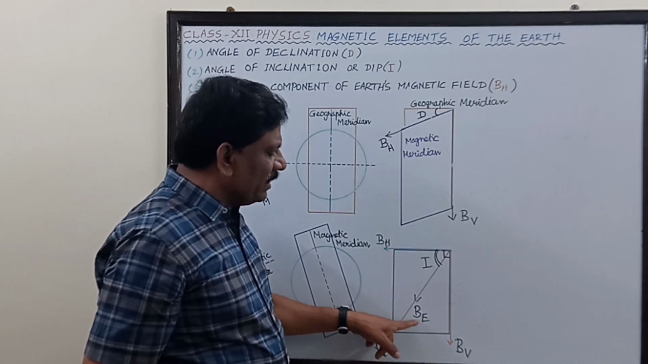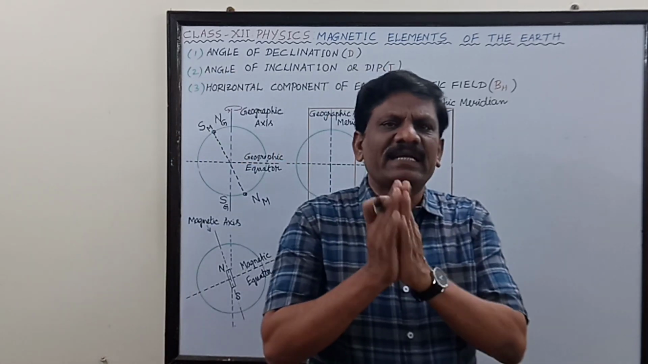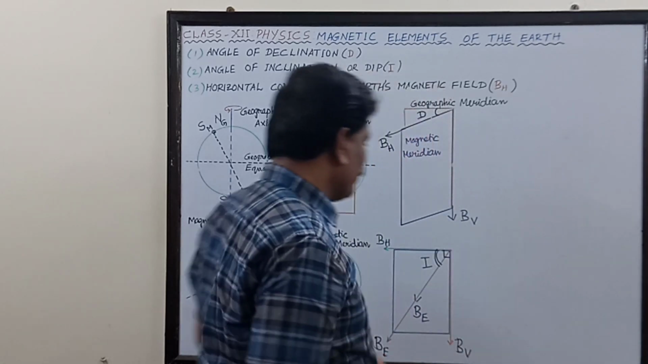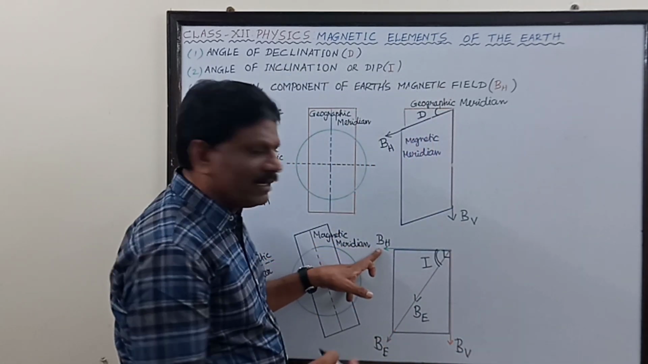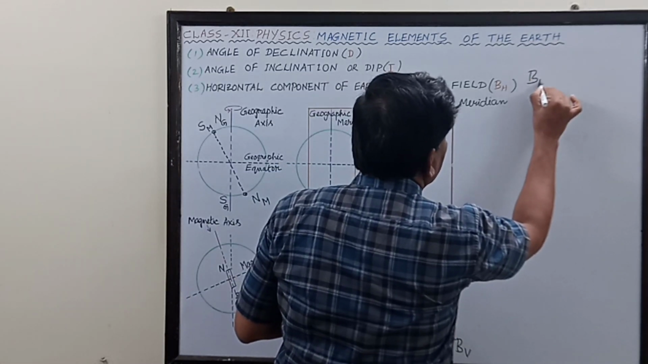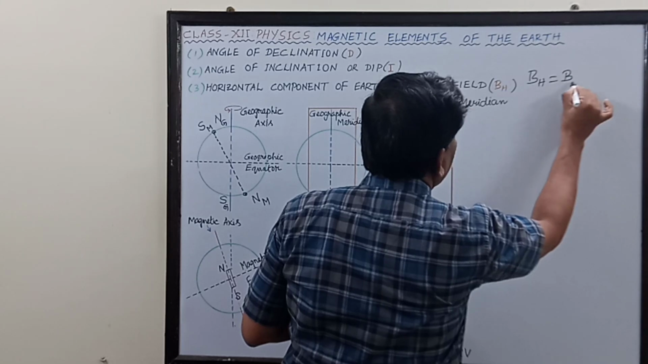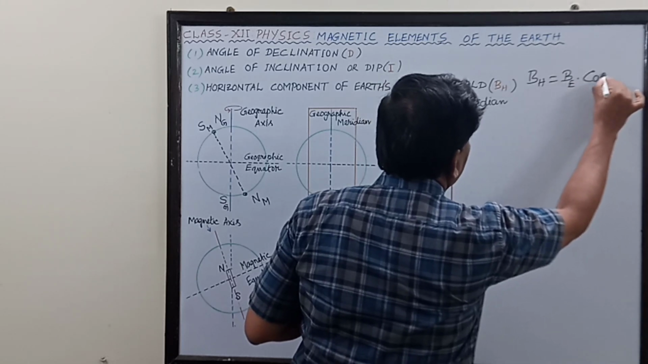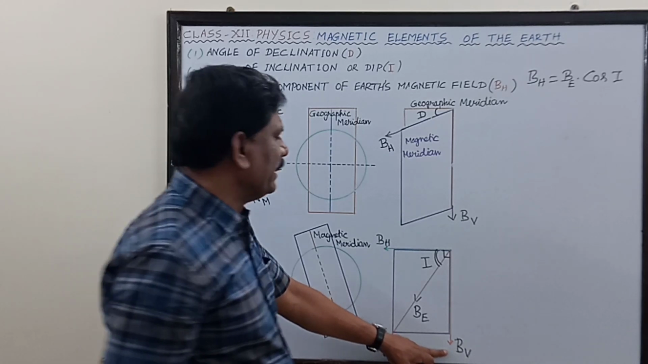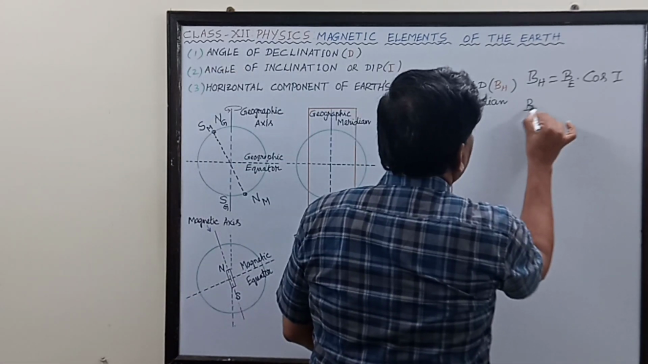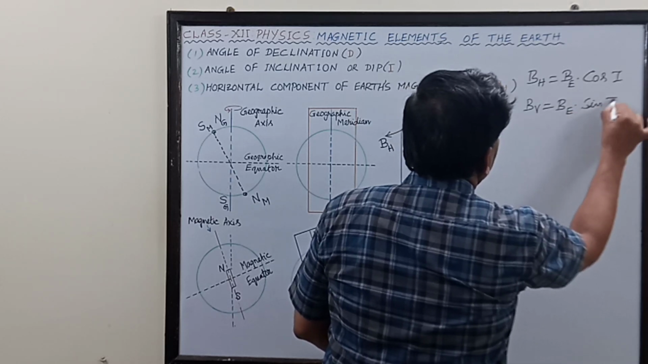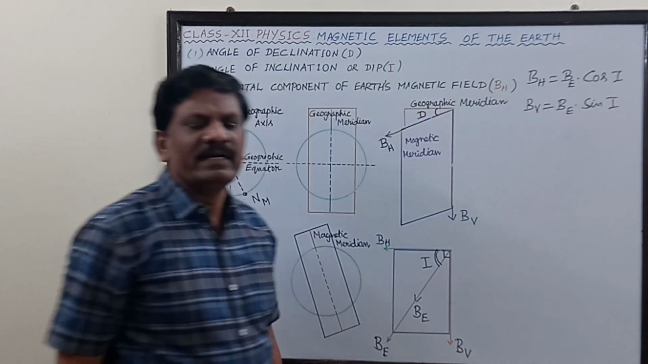Okay, now you see this vector BE. This vector BE is going to be resolved into two components. So which is the horizontal component? This BH. So I will write this BH. The horizontal component is equal to BE into cos of I. Similarly, the vertical component BV. So BV is equal to what? This BE into sine of this angle of dip.